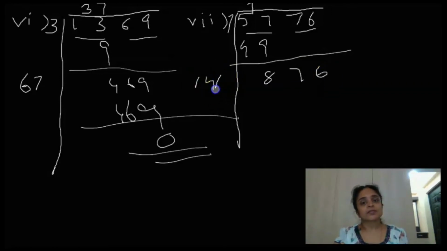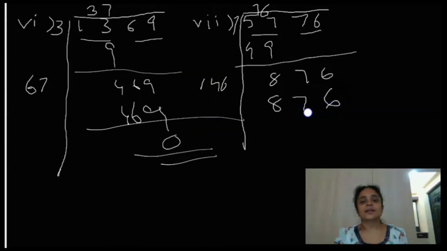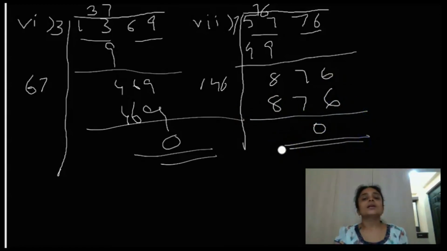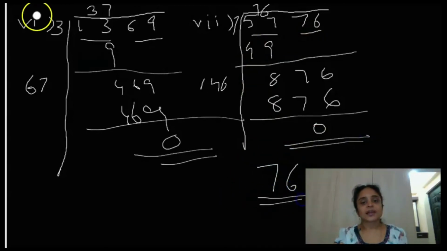Let us see if 6 is that number. 6 into 6 is 36. Then 4 into 6, 24 plus 3, 27. Then 1 into 6, 6. 6 plus 2, 8. So 6 is that number. And 876 minus 876, 0. So the square root of 5776 is 76. And square root of 1369 is 37.